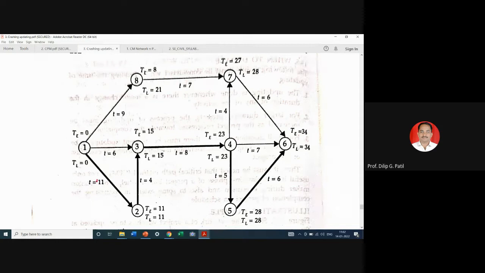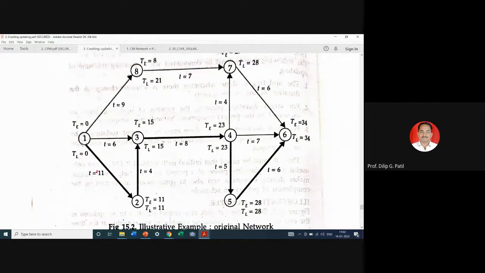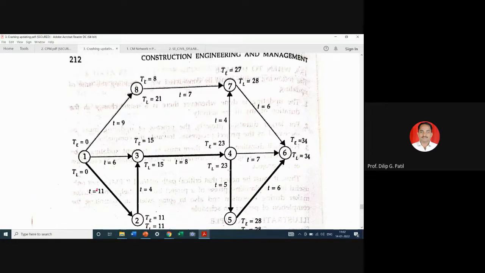By doing all the calculations by backward pass method, we will reach event number 1, and we can see that TE and TL of some of the events are same. Accordingly, considering slack of all these events, common minimum slack, you can have decision that these events are critical. So event number 1, 2, 3, 4, 5, 6 are critical, having minimum common slack as 0. These events 8, 7 will be having different positive values of slack. So these events will not be critical, but these activities will be critical.